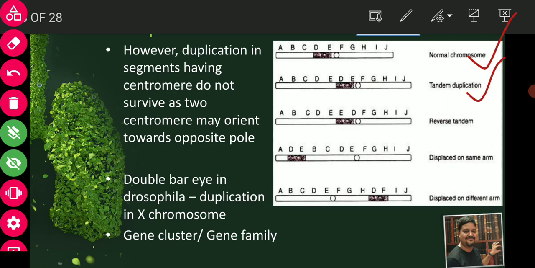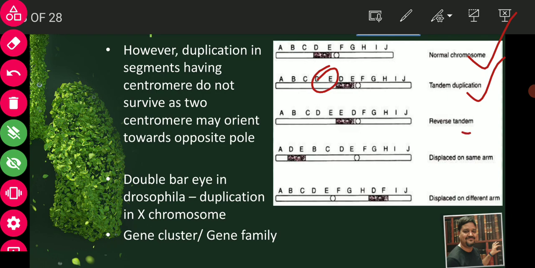So here you can see the first segment portion is D and E. The D and E portion is duplicated and joined after the first fragment. That is, D and E is duplicated and it is present there only, side by side, one after another. That is why it is called tandem duplication.